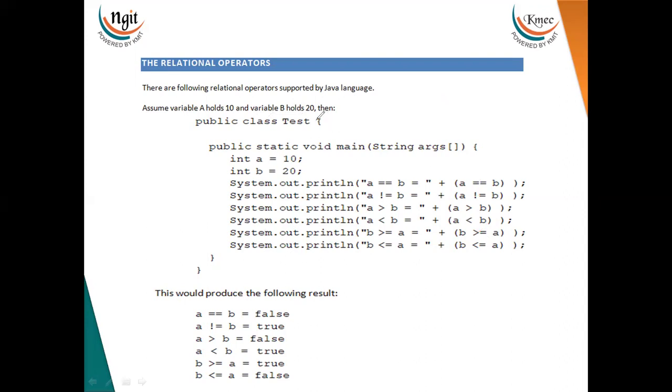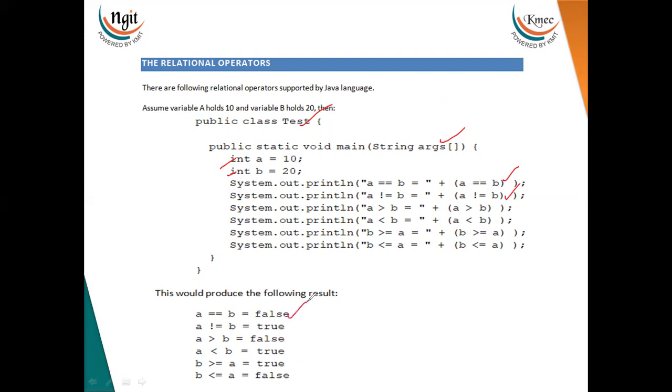This is a simple example program. I'm taking the class, next I'm taking the main method. I'm taking two variables. Now I am finding the relationship between the two variables. Are they equal or not equal? These relational operators always return a Boolean response, either true or false.